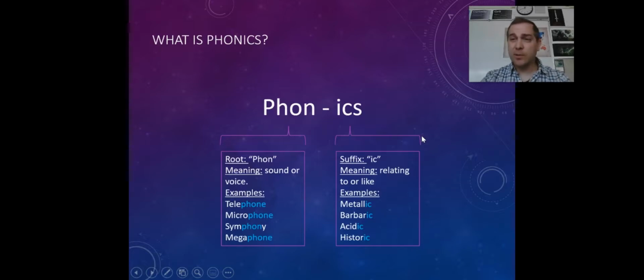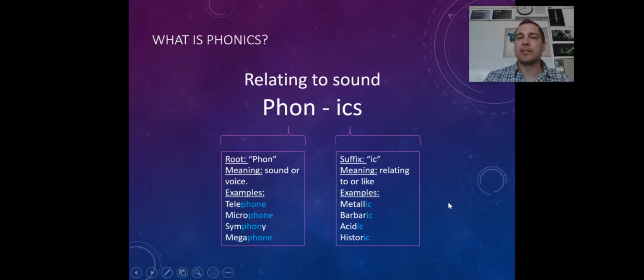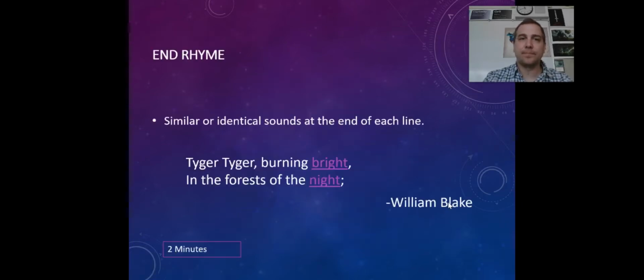We have to start off with the question, well, what is phonics? What does this word have to do with anything? We have the root phon, meaning sound or voice. You'll see this in things like telephone, microphone, symphony, megaphone. All these have to do with sound or voices. And then the suffix ik, which just means like. So it's sound like. It's pretty much anything that has to do with sound, and it typically just means relating to sound.